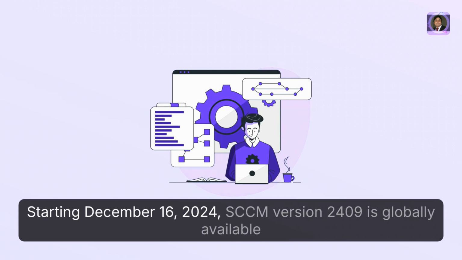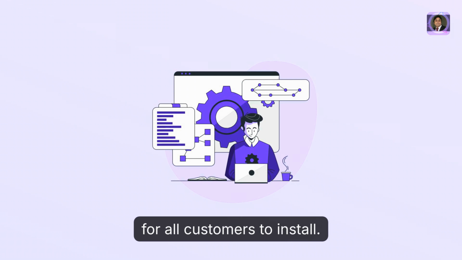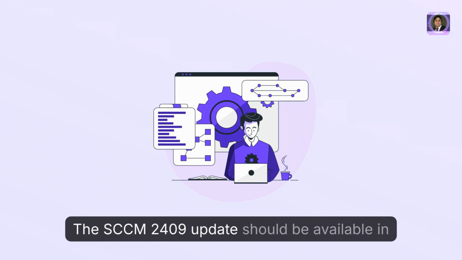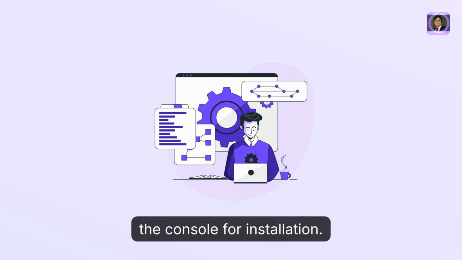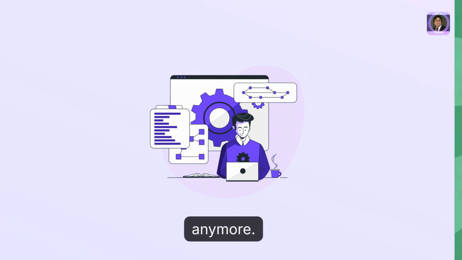Starting December 16, 2024, SCCM version 2409 is globally available for all customers to install. The SCCM 2409 update should be available in the console for installation. You don't have to run the opt-in script anymore.